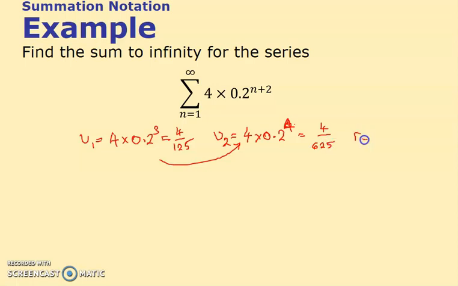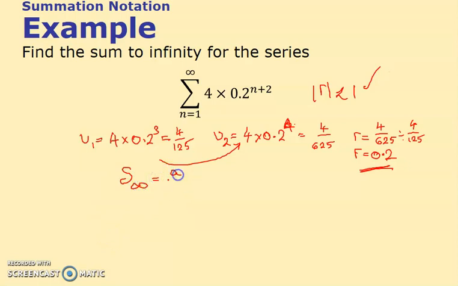I suppose I need my r value, so it's 4 over 625 divided by 4 over 125. And if you listen to what I said just now, it shouldn't surprise you to learn that that's 0.2, because really all we've done is we've added a power to 0.2. So is mod r less than 1? Clearly yes it is. So I can find the sum to infinity.